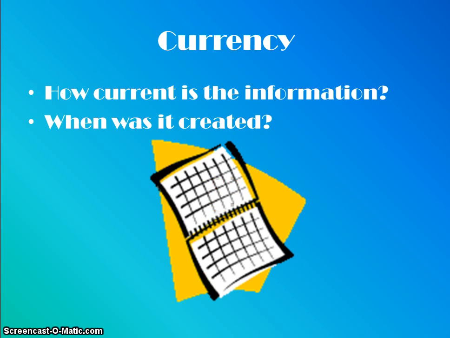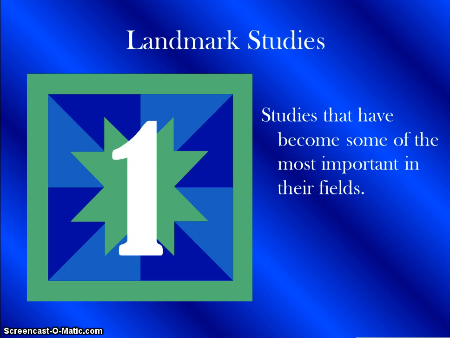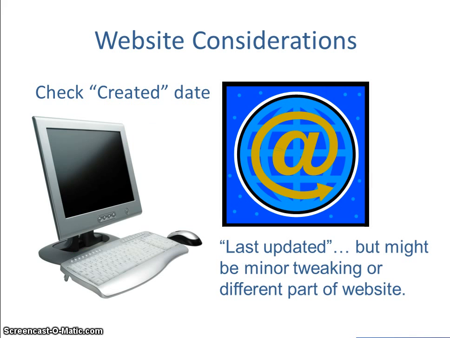The second criterion is currency. And no, this isn't about money. Currency in this case has to do with how current the source is, when it was created. Generally, you want the most recent information out there. This is especially important when doing research in the sciences and social sciences, as the research progresses so quickly in these areas. Using an old article isn't necessarily bad. There are such things as landmark studies. These are especially important studies from the past that greatly affected the field of study.